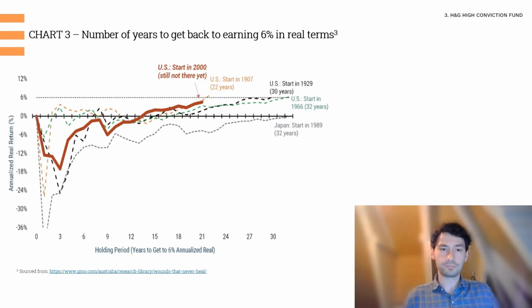And in September of this year, the H&G High Conviction Fund started allocating a modest budget towards cost-effective risk mitigation in the form of out-of-the-money S&P 500 put options. We've also built up a healthy cash holding.